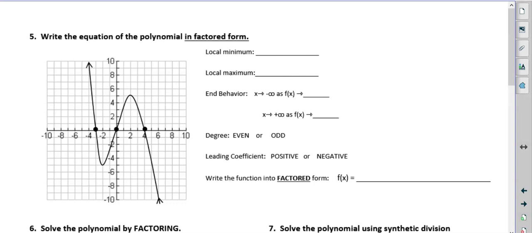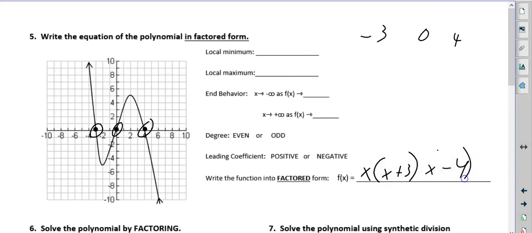Okay, right, the equation that goes along with this one. So we have negative 3, 0, and 4. So that is going to be x for the 0, x plus 3, and x minus 4.